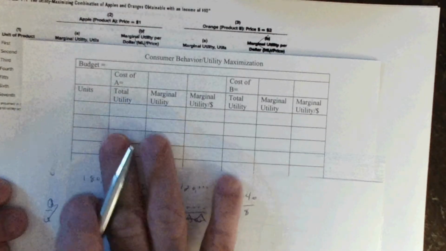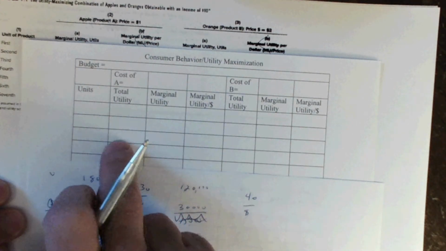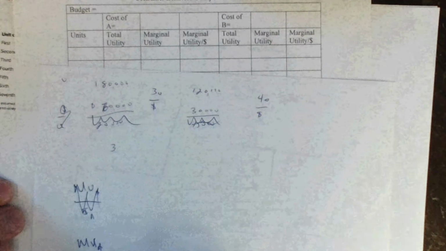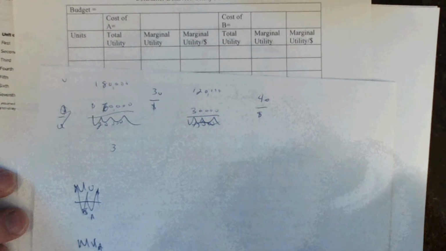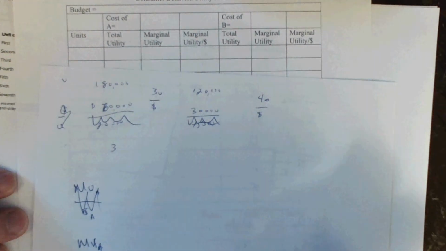Now, we're going to calculate total utility. They could give us total utility and ask us to calculate marginal, or they give us marginal and ask us to calculate total. Keep in mind, though, that you don't buy the thing that makes you absolute happiest. You buy the thing that gives you the most happiness per dollar.